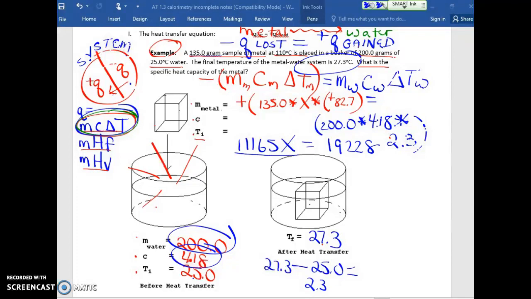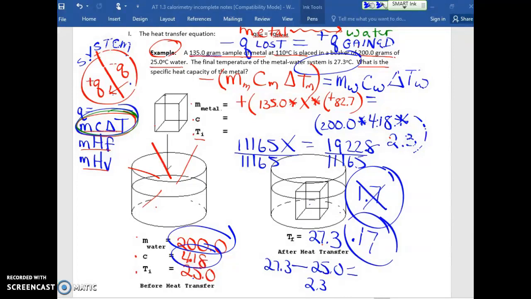19228. I'm going to solve for x. Divide both sides by 11165. Sorry guys, let me try that again. 19228 divided by 11165 gives 1.7. So the specific heat capacity of that metal has to be 1.7.